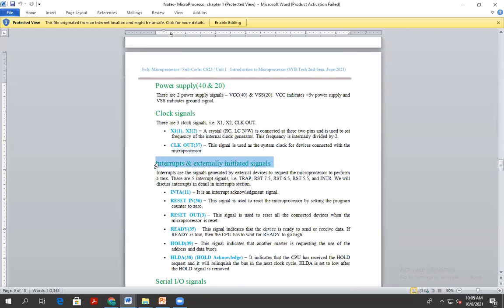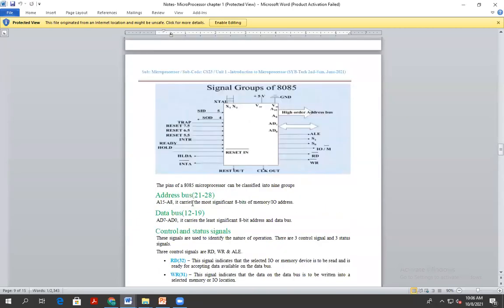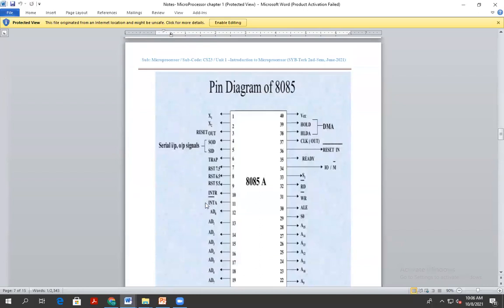Next, I will go to the interrupt and externally initiated signals. In the interrupts, again, there are six types: INTA at pin number 11, reset in at pin number 36, reset out at pin number 3, ready at pin number 35, hold at pin number 39, and HLDA at pin number 38, which we call hold acknowledgement. So you have to check it in the pin diagram. At pin number 11, INTA is there. At pin number 36, reset in is there.